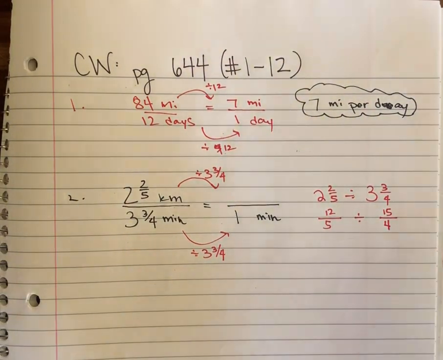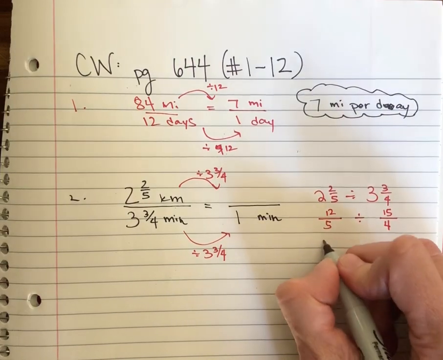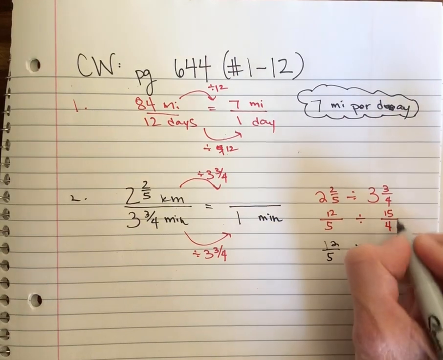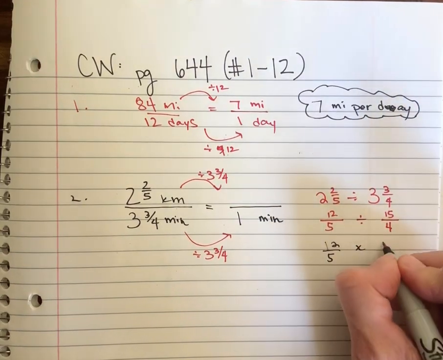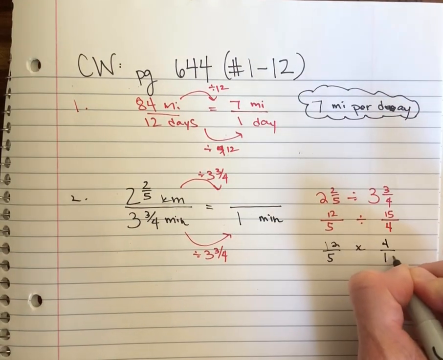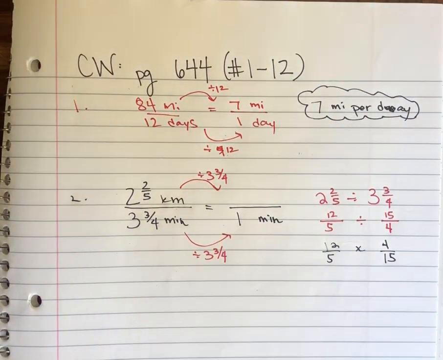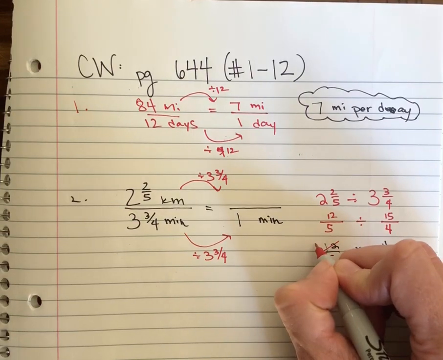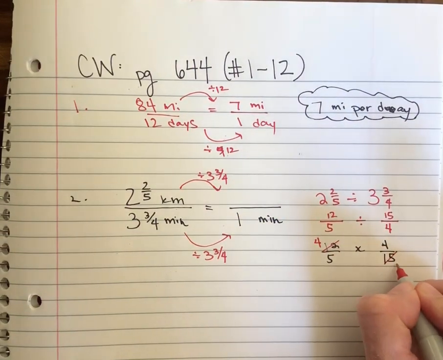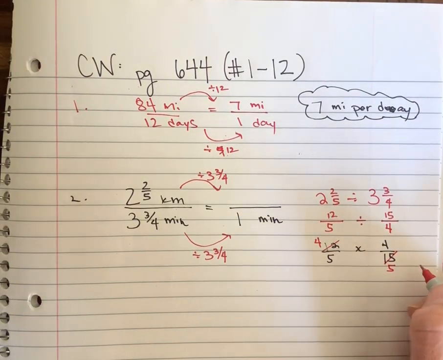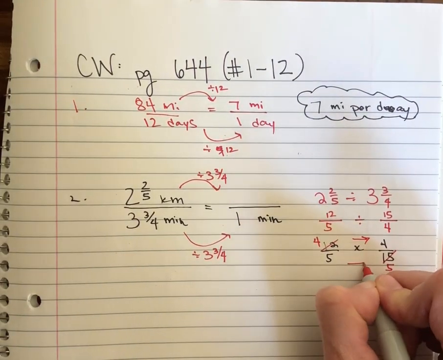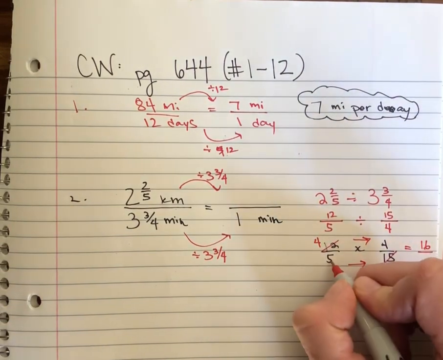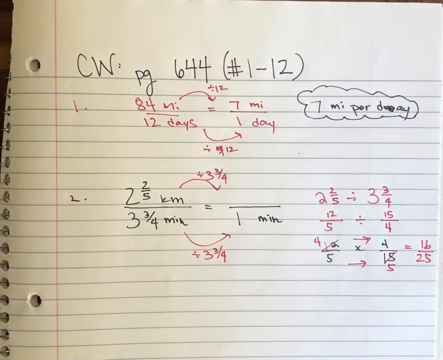And then to divide fractions, we actually multiply by the inverse. So 15/4 becomes 4/15. I would reduce first by 3. 3 goes into 12 4 times. 3 goes into 15 5 times. Now we can multiply straight across. 4 times 4 is 16. 5 times 5 is 25.